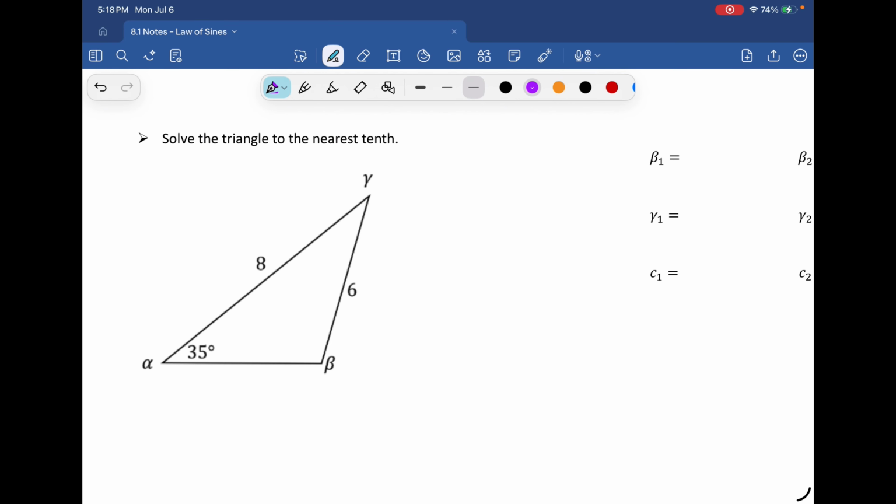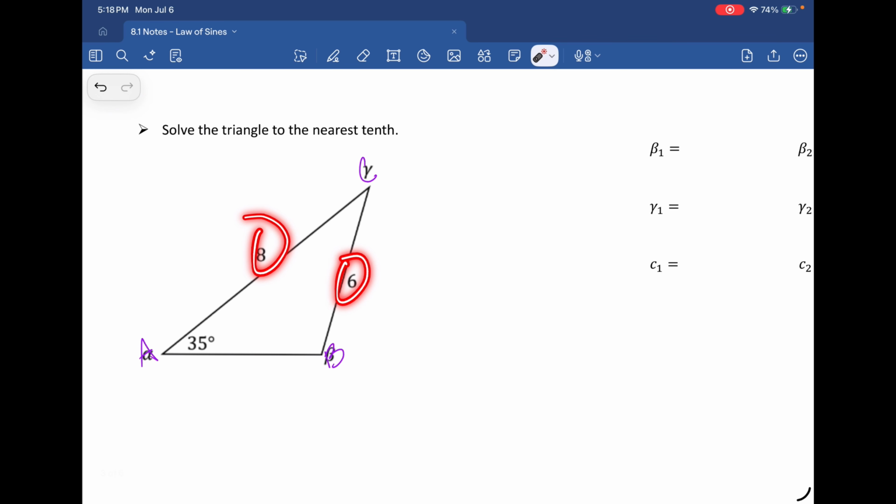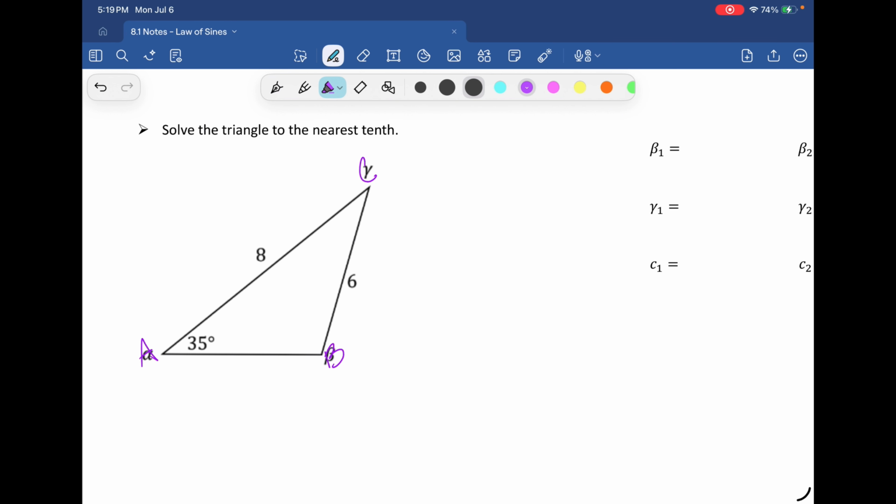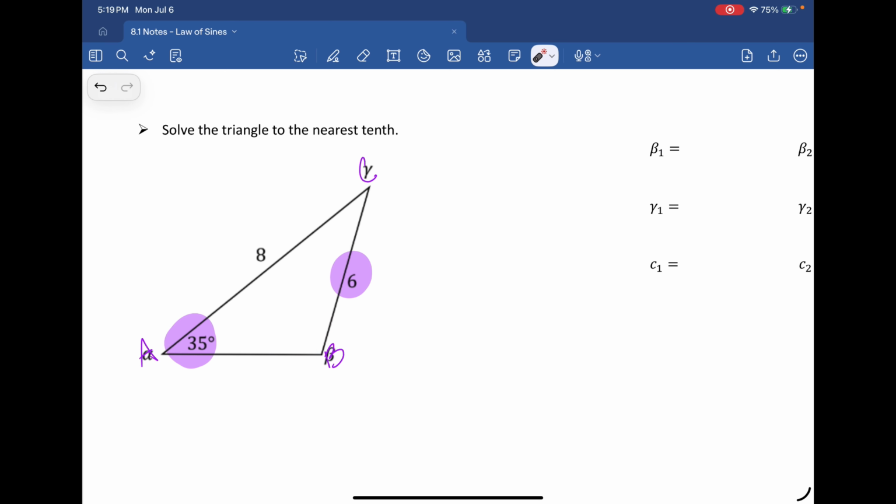Solving a triangle to the nearest tenth. I have angle A, angle B, angle C, alpha, beta, gamma. And I see that I have two sides and a non-included angle. I have side side angle. All right, with the information that I have, my given info is angle A, side A. I don't know anything about angle C. I don't know angle B, and I don't know side C. Okay. But I do know side B. So finding this angle will be my first stop.